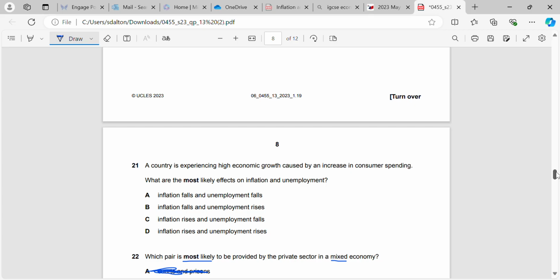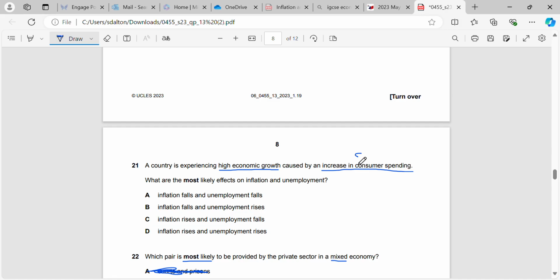Okay, question 21. A country is experiencing high economic growth caused by an increase in consumer spending. What are the most likely effects on inflation and unemployment? Okay, so from your inflation and deflation chapter, Unit 4, the last chapter. Again, slides, notes, and questions are all available on OneDrive. Try and figure out what this is doing, right?